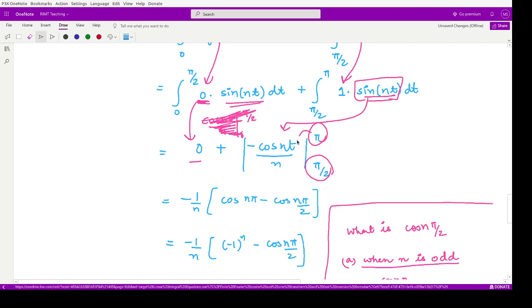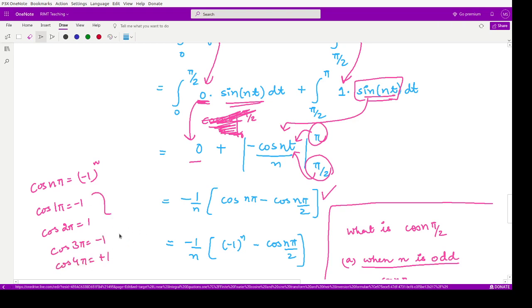When you substitute the limits, t equals pi here and t equals pi by 2 here, you have this expression. Do you know the value of cos n pi? Cos n pi is equal to minus 1 raised to power n. Why? Because cos of 1 pi is minus 1, cos of 2 pi is plus 1, cos of 3 pi is minus 1, cos of 4 pi is plus 1. So we write all these combined by this expression.